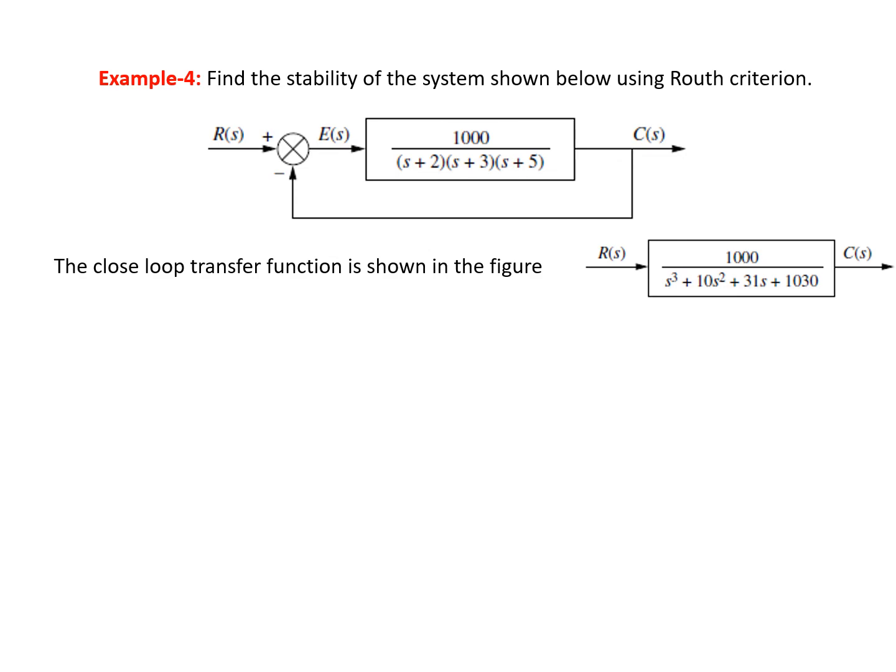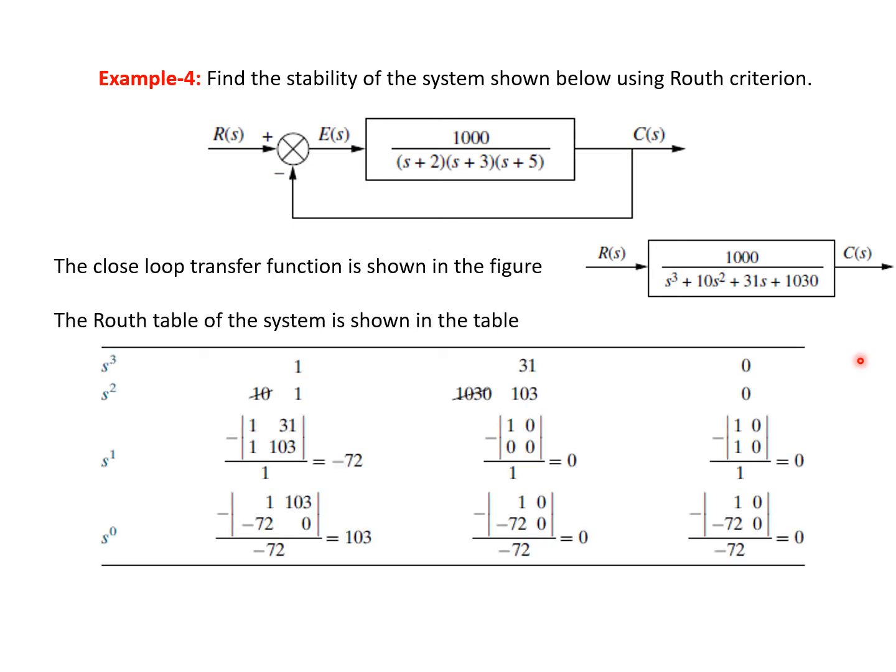Now whenever the feedback is considered to be 1, and a system is given like this, the first thing is you need to solve and find the closed loop transfer function. So here we are getting the closed loop transfer function as 1000 divided by s cube plus 10s square plus 31s plus 1030. Now you have to construct the routh table using the procedure, and if you observe here, the values I've got are 1, 1 minus 72, 103 in the first column; 31, 103 in the second; and 0s after that.